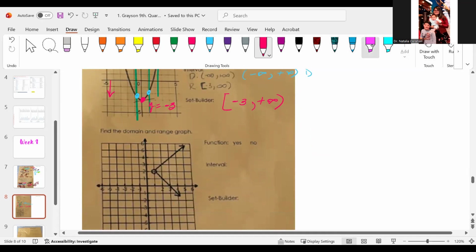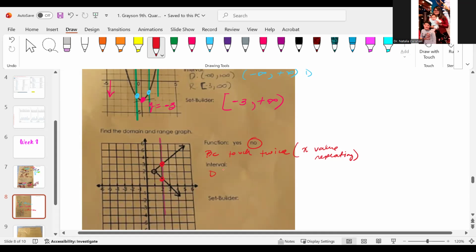All right, let's take a look at this one. Let's draw your vertical line test. How many times does it touch the graph? So is it a function? Because if it touches twice, it means the x value is repeating. Does that make sense? Okay. And remember, a function means x cannot repeat.